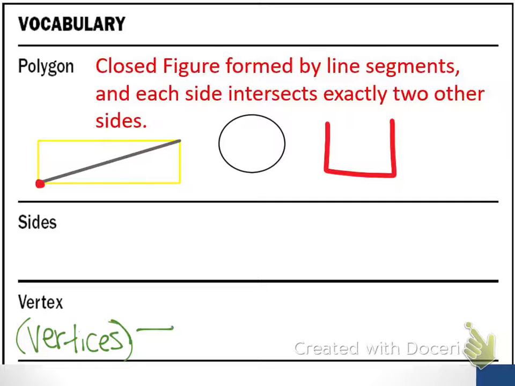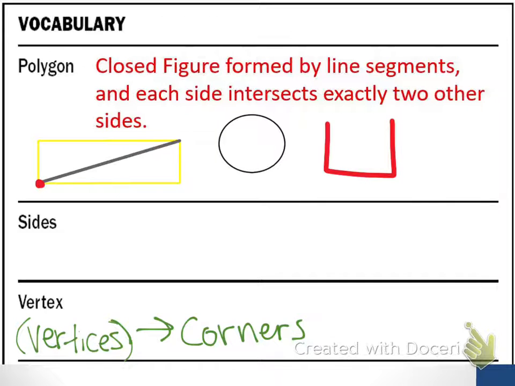Here's what you're going to know about them. They are the corners. That's what you're going to write. The vertices, they're the corners. How many vertices are there in a triangle? 3. And in a quadrilateral? 4. And so on and so forth. They have the same amount of vertices as they do sides.